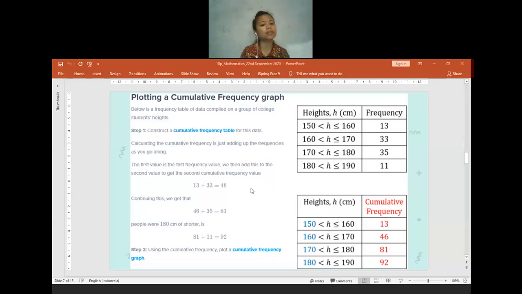Okay then. So can you, do you still remember what is the midpoint? How do we find the midpoint?